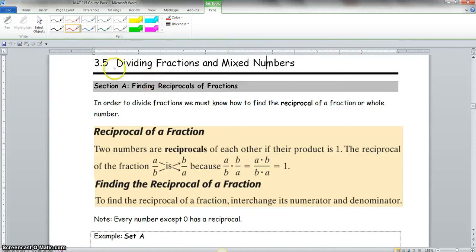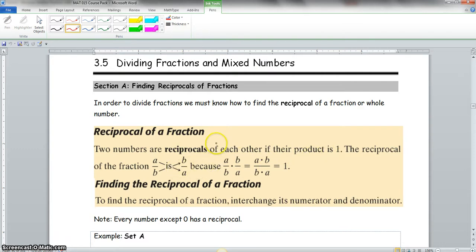Okay, class, we're about to start section 3.5, dividing fractions and mixed numbers. Section A, finding reciprocals of fractions. In order to divide fractions, we must know how to find the reciprocal of a fraction or a whole number. The reciprocal of a fraction. Two numbers are reciprocals of each other if their product is 1.